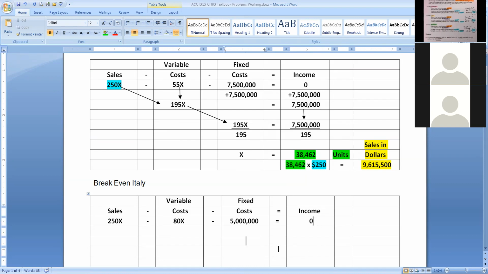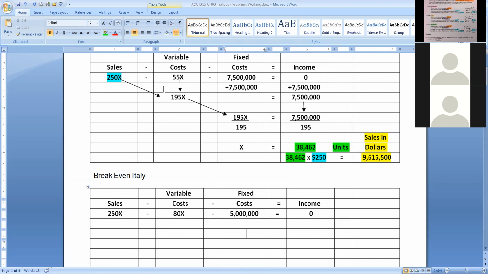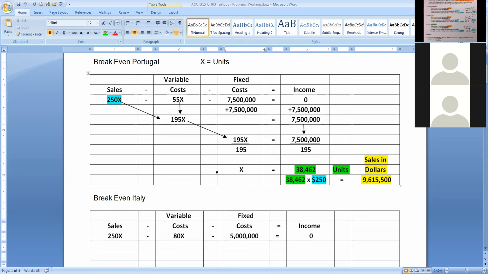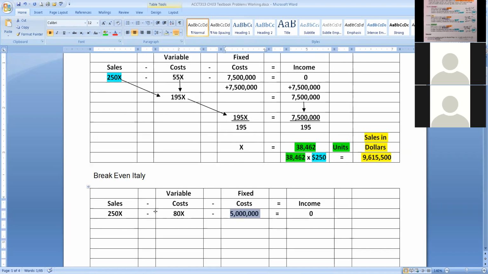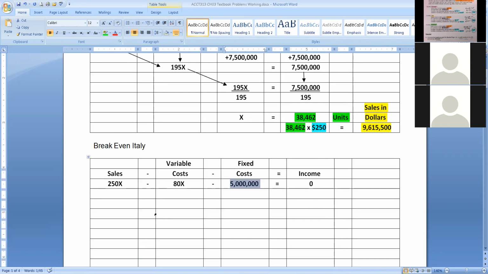All right, so here's what we're gonna do. We're gonna do the same basic idea we did up there. We're gonna do it for Italy. If they have anything different in their cost structure, which they do, their variable costs are more, their fixed costs are less. So we'll see what this comes out to when we do the break even here.